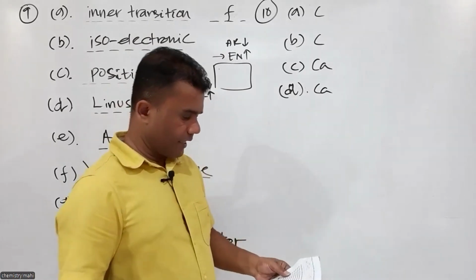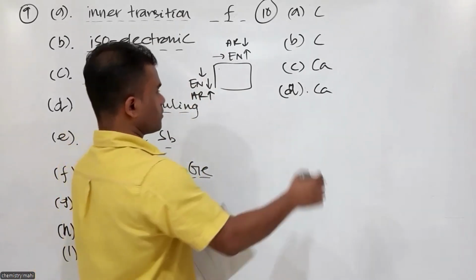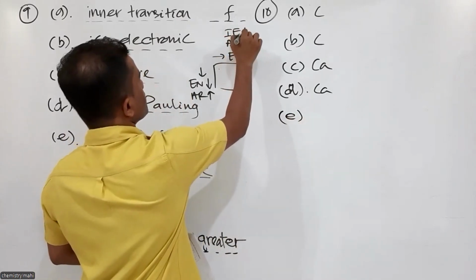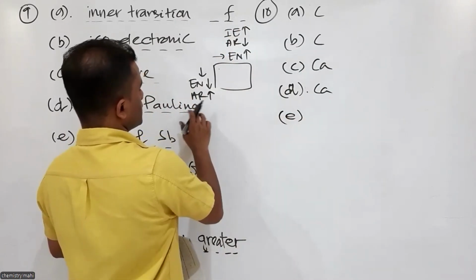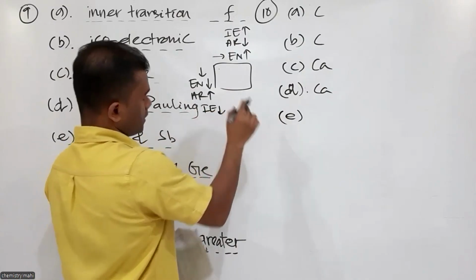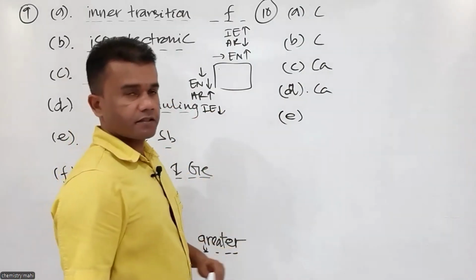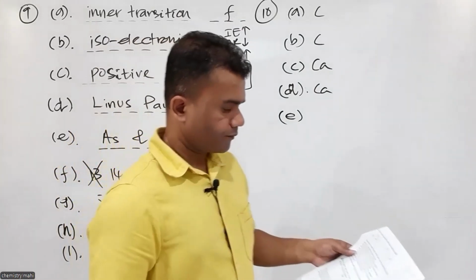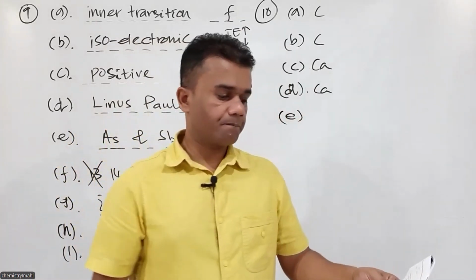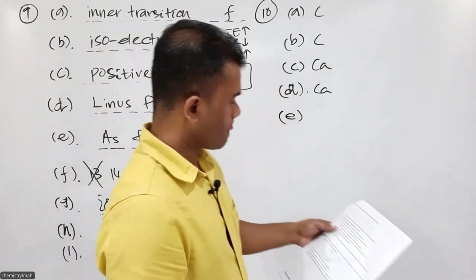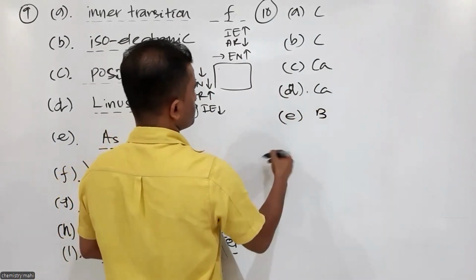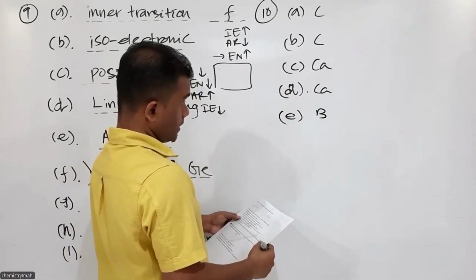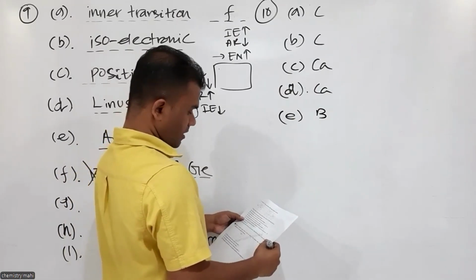Right. Then C, the element with the smallest first ionization potential, E. So ionization energy generally increases from left to right and decreases from top to bottom. They ask for the smallest first, which should be leftmost bottom. Which one is leftmost bottom? The leftmost bottom is B. A, B, C, D, E, B. Then F.